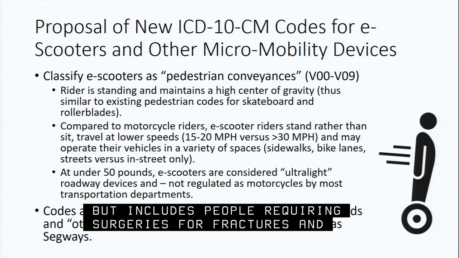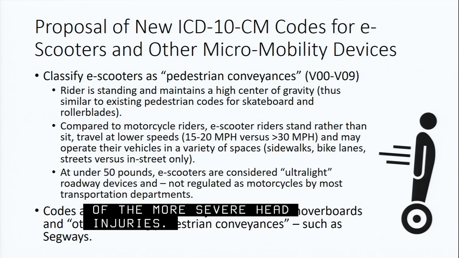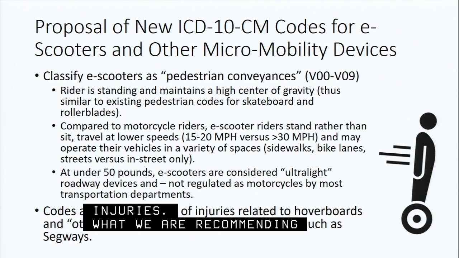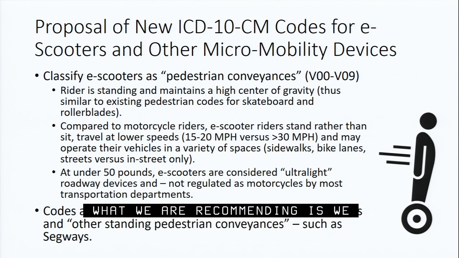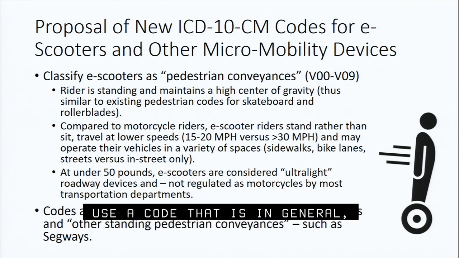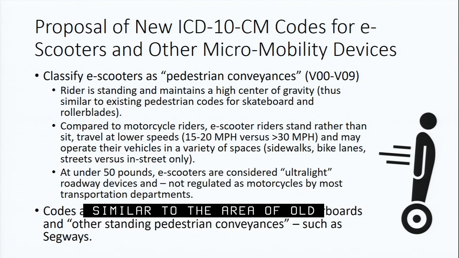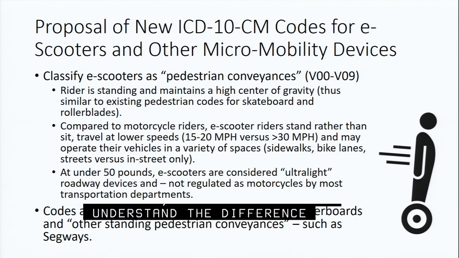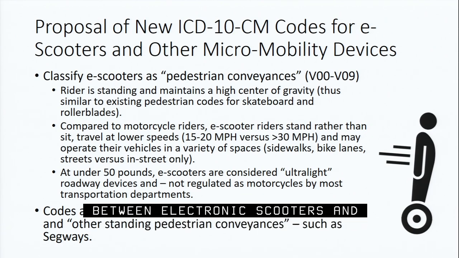So what we're recommending is that we use a V-code that is a pedestrian conveyance, in general, similar to the area of old scooters, but making sure we understand the difference between scooters and electronic scooters. This is certainly different than a mobility scooter in terms of rate and the fact that you're standing as opposed to seated in terms of your risk of falling, so it certainly is different.